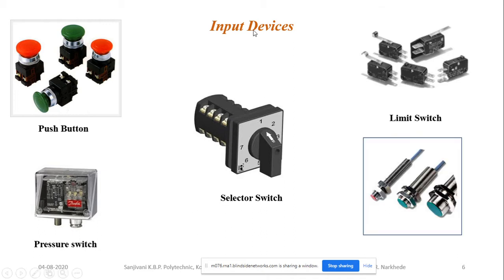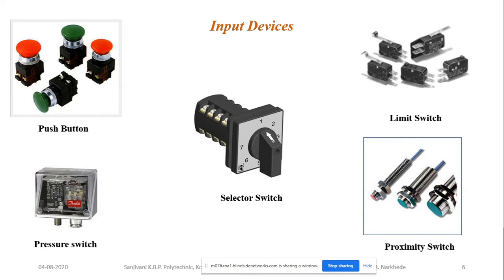Then we also discussed the proximity switch in yesterday's lecture. Between the proximity switch and limit switch, there is a main difference. The limit switch requires physical contact, and proximity switches do not require physical contact. They just detect the presence or absence of an object when the object comes in close proximity. When the object comes near, they can detect it without physical contact. These proximity switches are of two types: inductive proximity switches and capacitive proximity switches. That we discussed in yesterday's lecture.